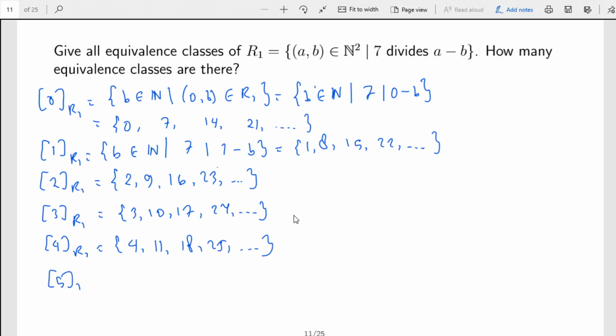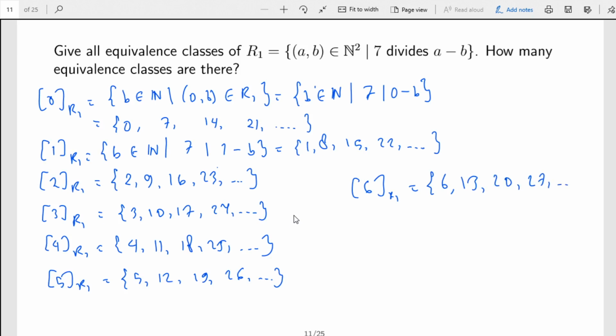The equivalence class of 5 is 5, 12, 19, 26, and so on. The equivalence class of 6 is 6, 13, 20, 27, and so on. Do we have an equivalence class of 7? Yes, we do, but this is actually the same as the equivalence class of 0, and so on. For example, the equivalence class of 8 is the equivalence class of 1.